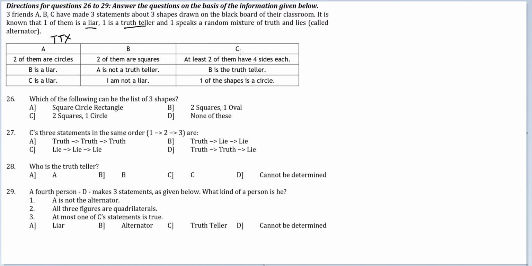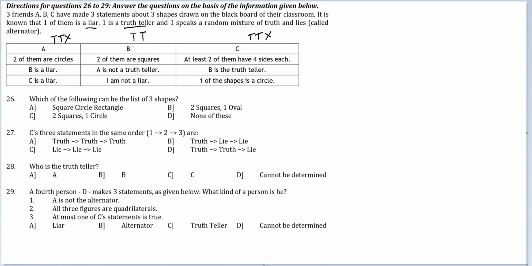Now, if C is calling B a truth teller, it means C himself cannot be the truth teller. If this statement is false, C cannot be the truth teller. If B is the truth teller, C cannot be the truth teller either, which means C is also definitely not the truth teller. If A is not the truth teller and C is not the truth teller, B will necessarily be the truth teller.